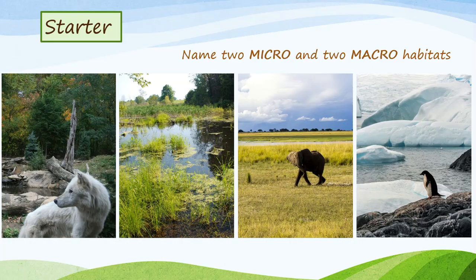Let's do a starter activity. Look carefully at the pictures that you can see on this slide. When you're ready, see if you can name 2 micro and 2 macro habitats. So take a moment to pause the video now and write down the answers to the question. When you're ready to check the answers, restart the video.